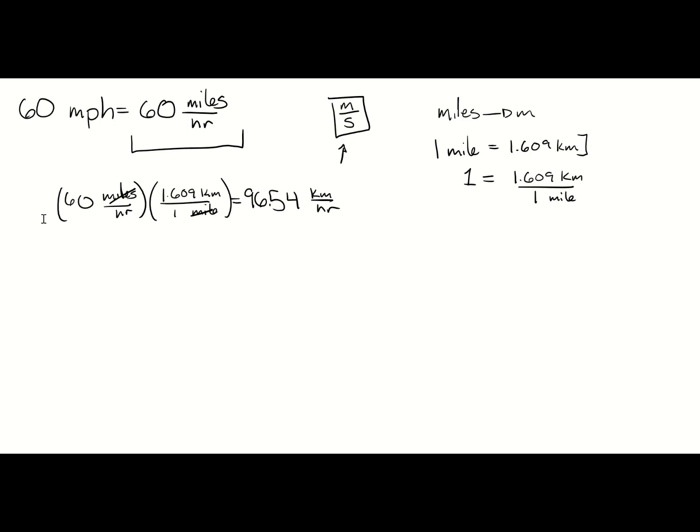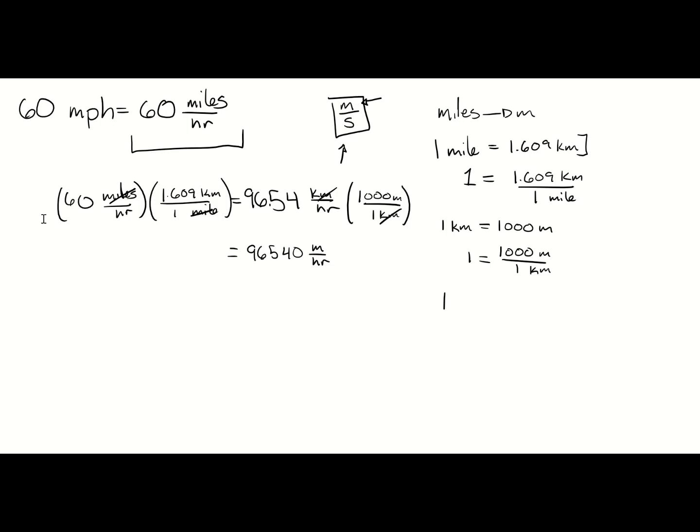I'm still not at the meters per second though, I need another thing to multiply. I know 1 kilometer is 1,000 meters, so I can multiply by 1,000 meters divided by 1 kilometer. So if I take that and multiply it by 1,000 meters over 1 kilometer, again, I can cancel those units, and this ends up being 96,540 meters per hour. And I've now got meters where I want it. So now I have to convert this hours into seconds.